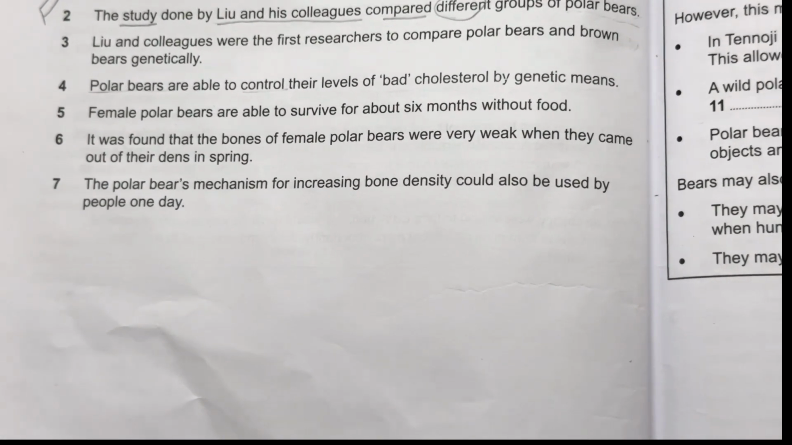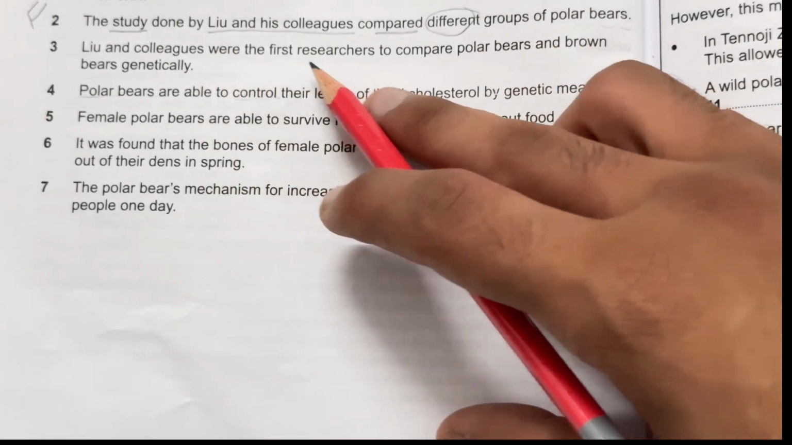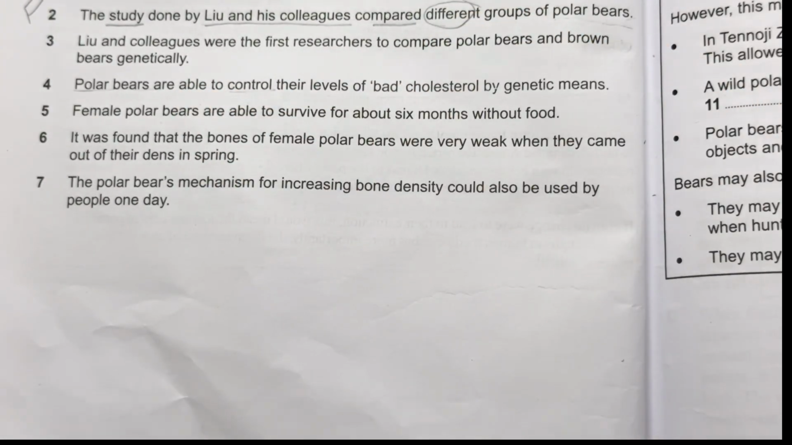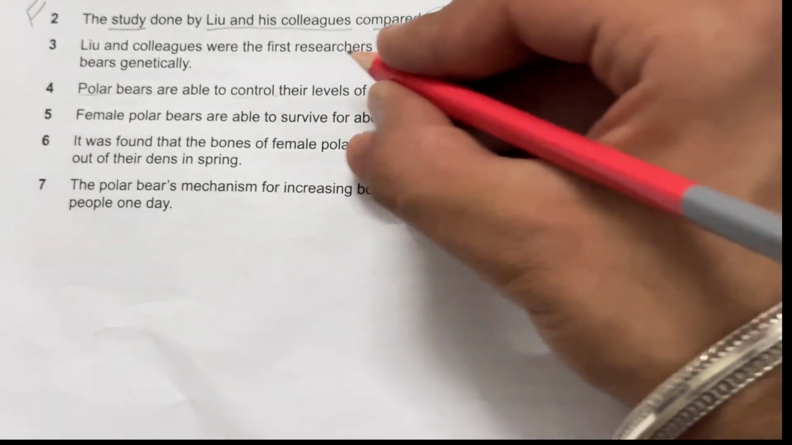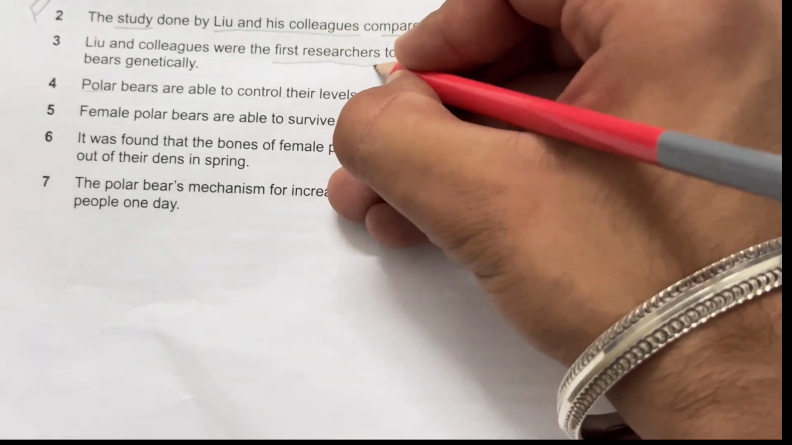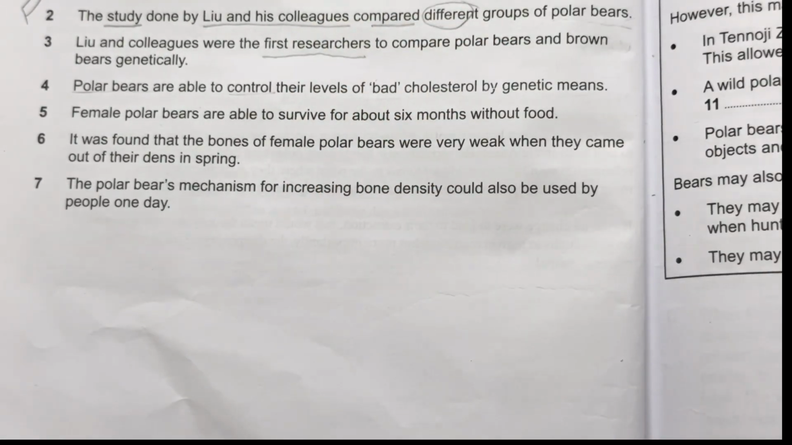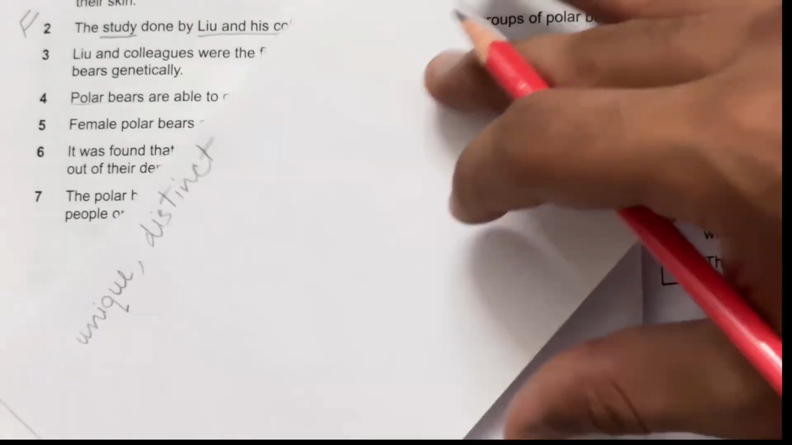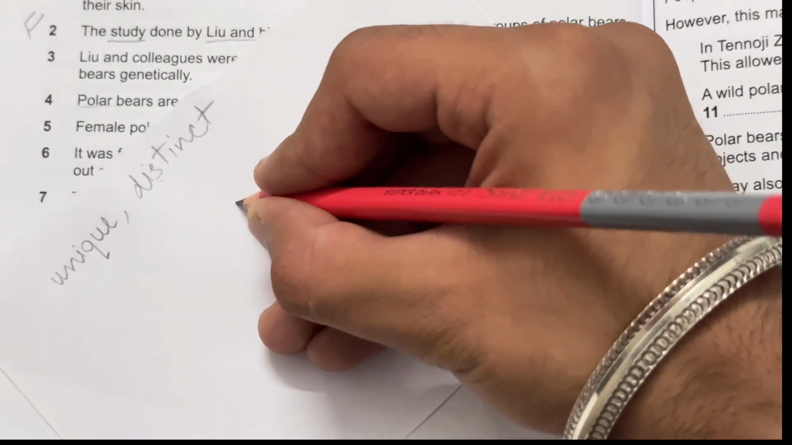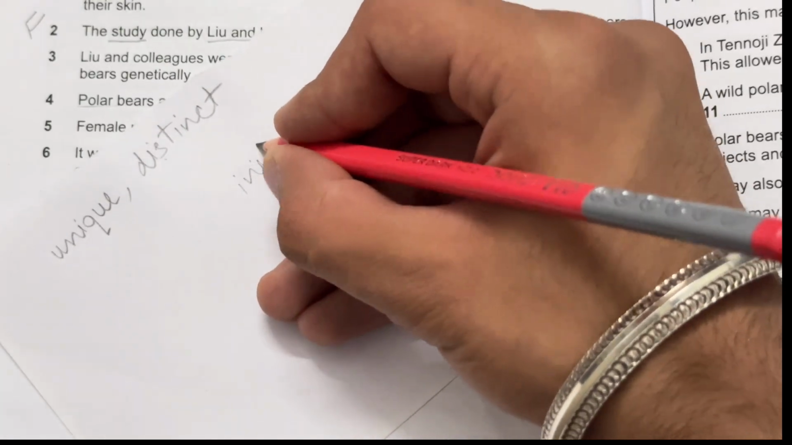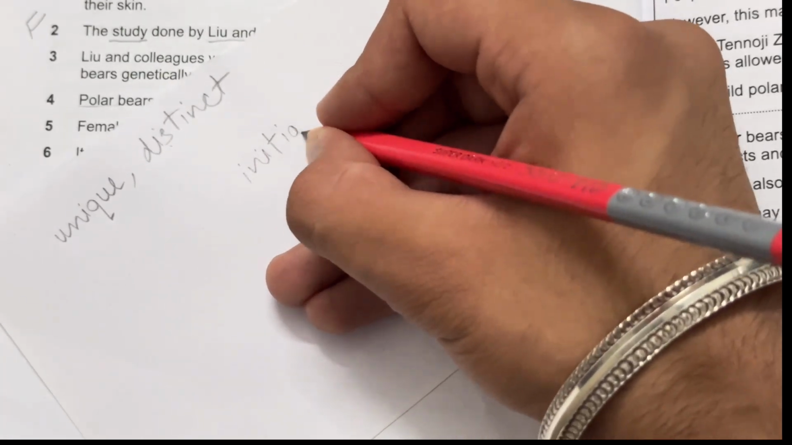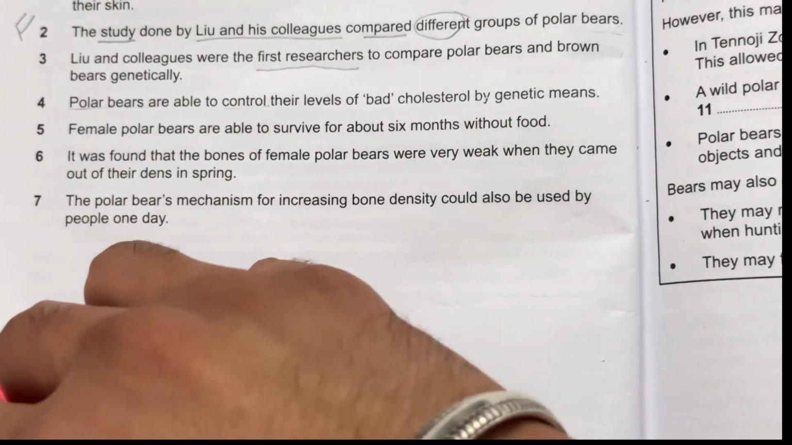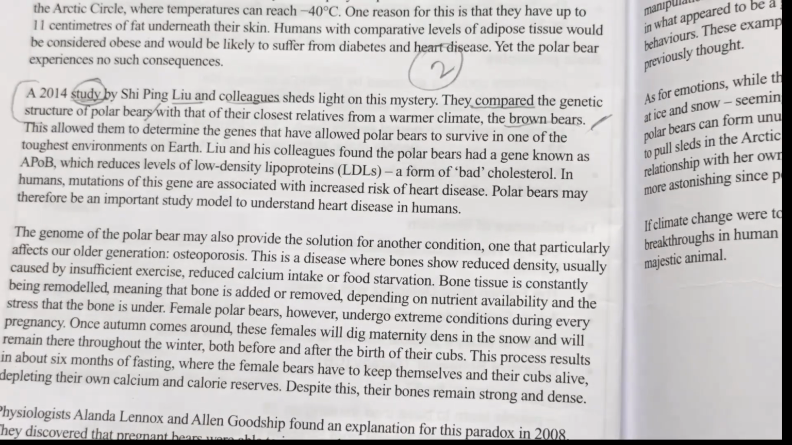After that, third: Liu and colleagues were the first researchers to compare polar bears and brown bears genetically. So, were they the first researchers? This is the main keyword. Are they the first researchers to compare them? Now, let's find it out. First researchers, this phrase can be written as initial researchers. Researchers can also be written as scientists in this. Now, let's find it out.